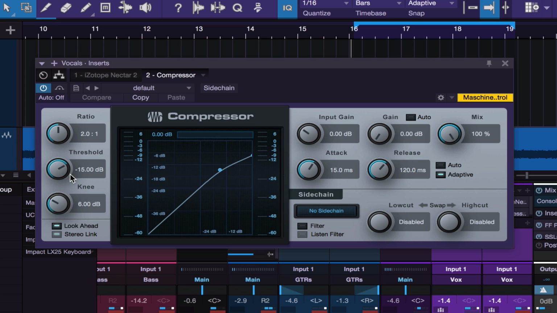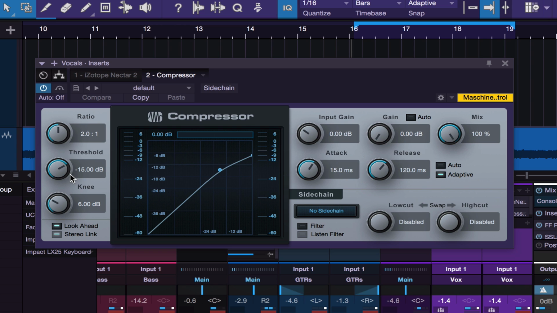The threshold is the invisible line that we are setting so that whenever the volume or the amplitude of the audio passing through the compressor crosses that particular threshold, which by default right here is at negative 15 decibels, anytime the volume goes over negative 15 decibels, the compressor will start to compress or attenuate the volume, bring it down.